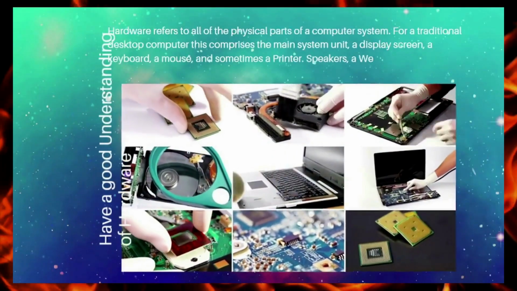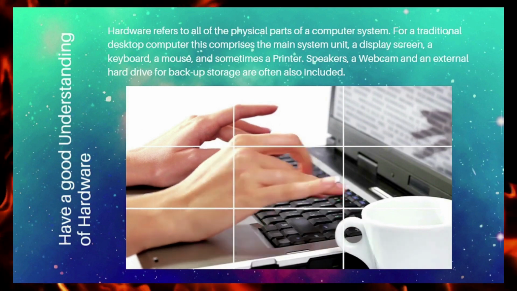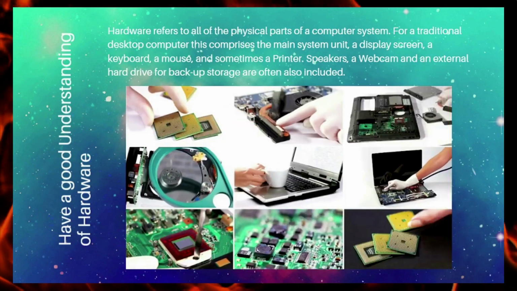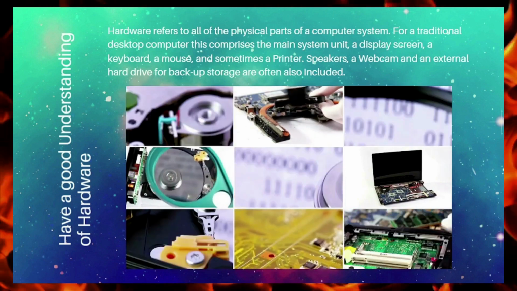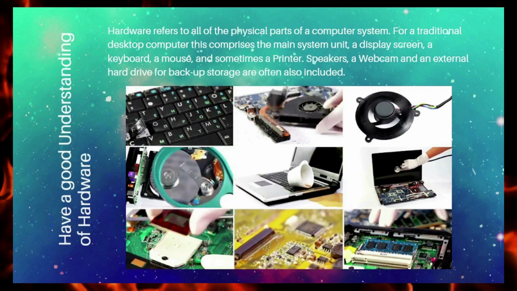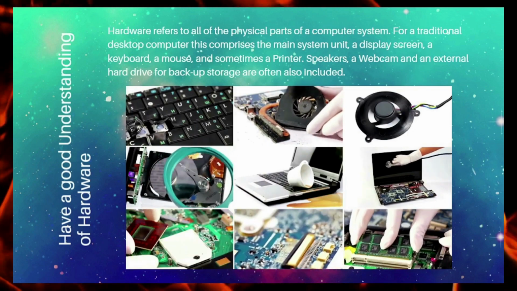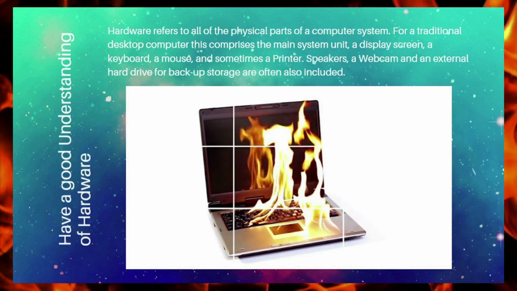Have a good understanding of hardware. Hardware refers to all of the physical parts of a computer system. For a traditional desktop computer, this comprises the main system unit, a display screen, a keyboard, a mouse, and sometimes a printer. Speakers, a webcam and an external hard drive for backup storage are often also included.